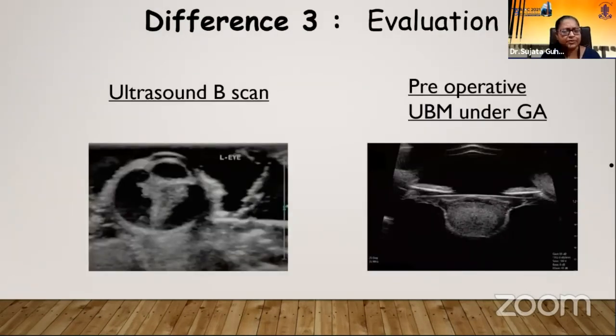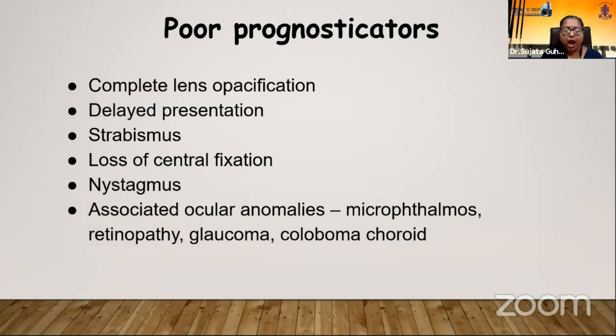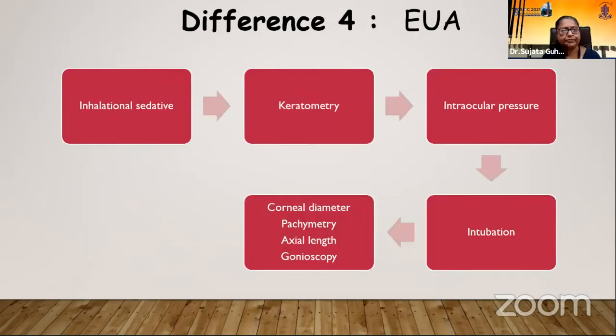We can also do an ultrasound biomicroscopy if the fundus view is not clear, and sometimes a UBM preoperatively under general anesthesia to look for lenticonus and some lens abnormality. Now, some of the poor prognosticators for cataract in a child are complete total cataract with a delayed presentation, strabismus, poor fixation, nystagmus, and other ocular anomalies.